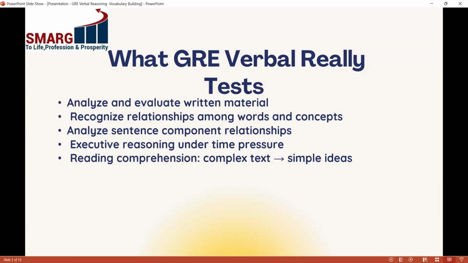So, now what does this mean? Time management, of course, but apart from that, what is this executive reasoning? Anyone? Like you are able to execute your reasoning under the given time without any panicking and being calm.